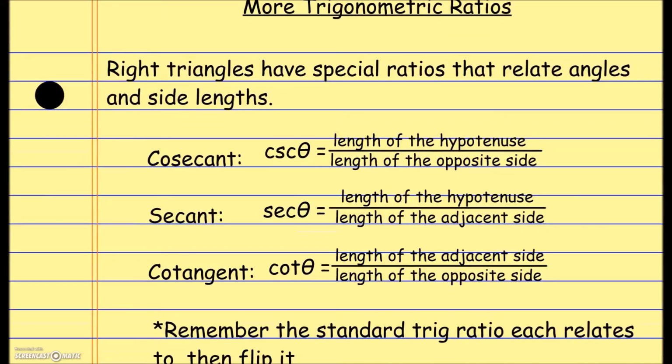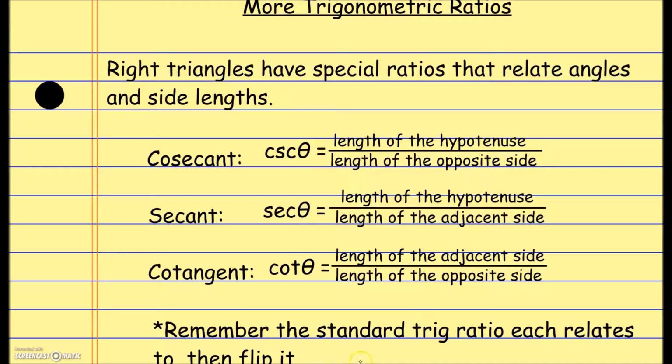But the three that we're looking at today are cosecant, secant, and cotangent. The cosecant is just the hypotenuse over the opposite side. So the length of the hypotenuse over the opposite side. Secant is the length of the hypotenuse over the length of the adjacent side. And the cotangent is the length of the adjacent side over the length of the opposite side.